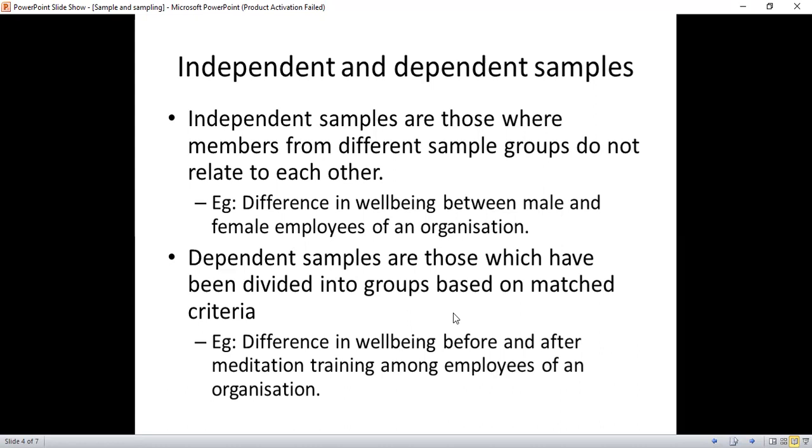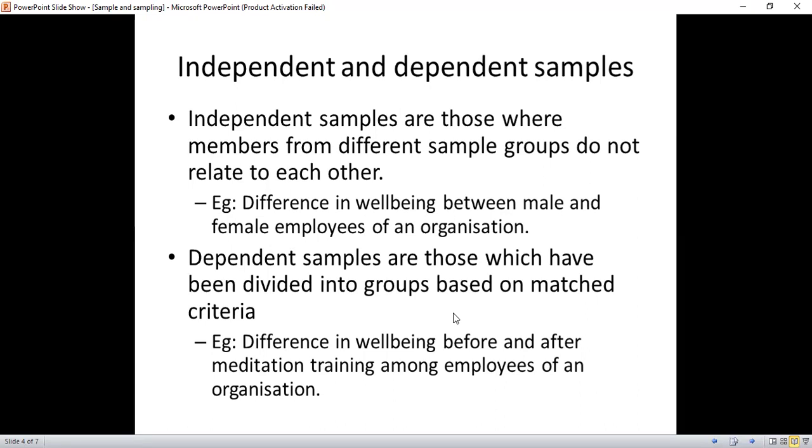Independent samples are those where members from different sample groups do not relate to each other. That means the participants cannot be shared or put together across groups. Even if there are different groups existing, there is not much care taken or requirement to make the participants very similar to each other across groups.